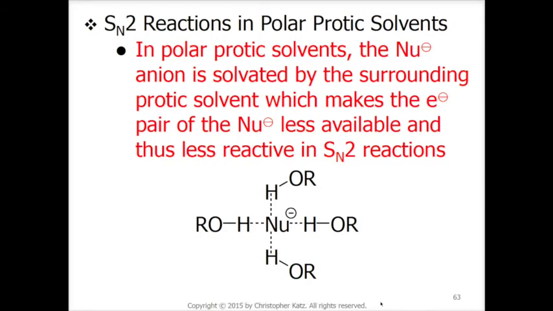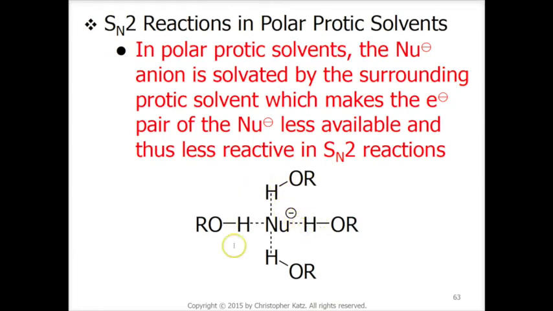All right. In polar protic solvents, the nucleophile is solvated by the surrounding protic solvent, which makes the electron pair of the nucleophile less available, right? So if you have a minus charge here, the partial positive charges of all your hydrogens, if you use a polar protic solvent, will mask the nucleophile's ability to do its job, right? Because the nucleophile is like, all I want is some positive, and it wants to get that positive by attacking an electrophilic carbon or something that's electrophilic. But if you have a bunch of hydroxyls around, in the case here you have ROH, right? These hydrogens here are all partial positive.